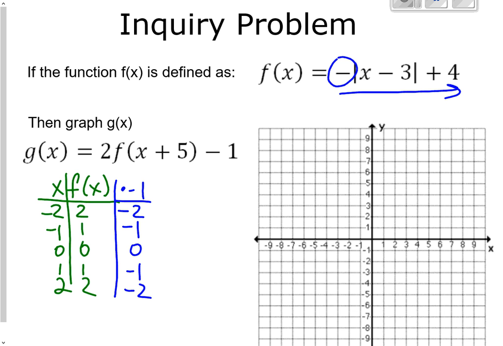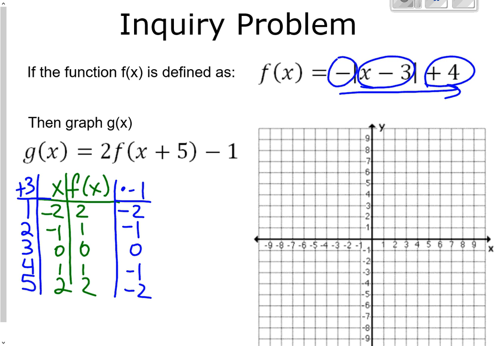And then I see I have this x minus 3 on the inside. So that's going to become a plus 3 once I take it out. And that's going to give me 1, 2, 3, 4, and 5. And then lastly, I have this plus 4 at the end. So let me add 4. And I get 2, 3, 4, 3, and 2.